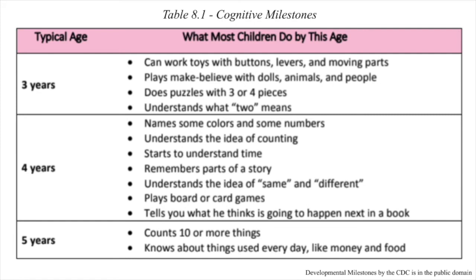By 4 years of age, most children can name some colors and some numbers, understand the idea of counting, start to understand time, remember parts of a story, understand the idea of same and different, play board or card games, and tell you what they think is going to happen next in a book. By 5 years of age, most children can count 10 or more things, and know about things used every day like money and food.